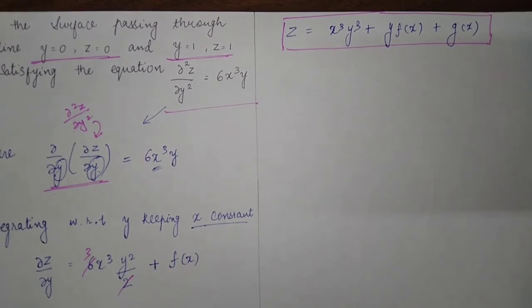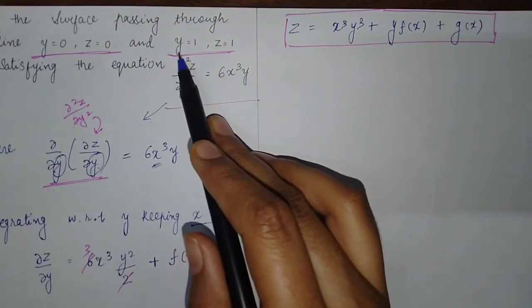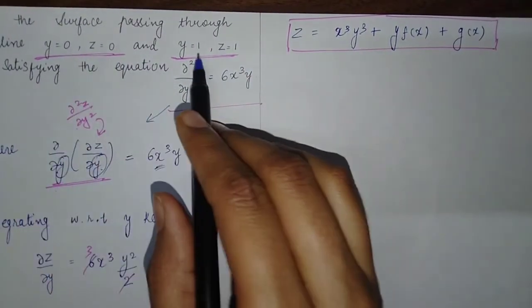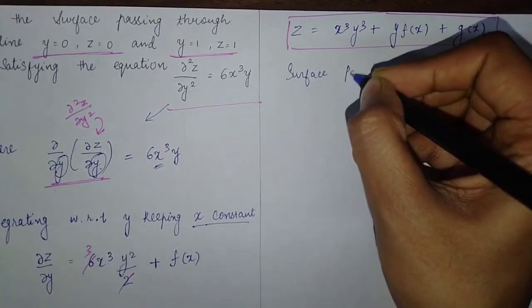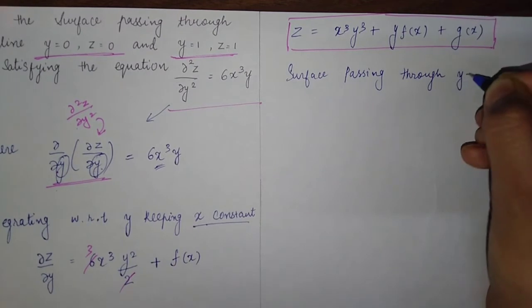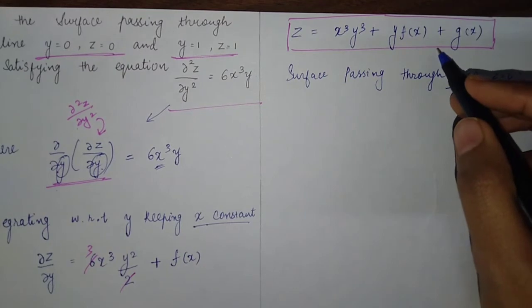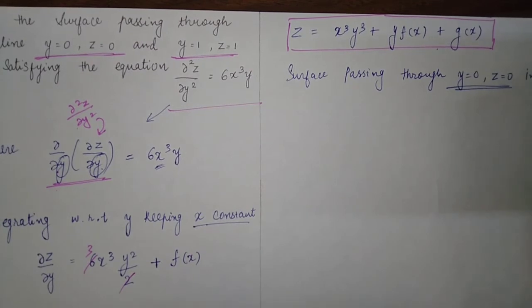Now, this is the final answer which we got, but here in the question it is told that you have to find at this point y equal to 0 and z equal to 0 and y equal to 1 and z equal to 1. So we will put the values of these both the terms here. So we will get surface passing through y equal to 0 and z equal to 0. So first of all we will put both these values in this equation, and then we will put y equal to 1 and z equal to 1 in this equation. Let us call it equation 1.